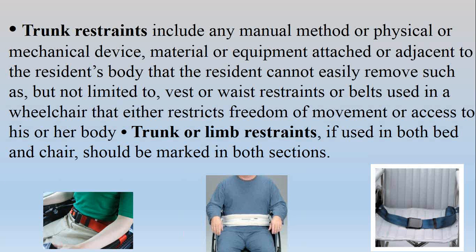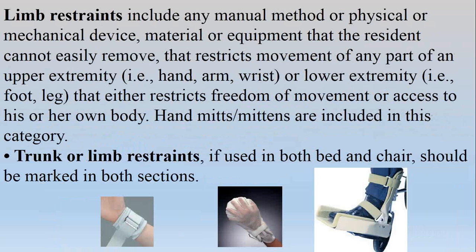So trunk restraints would include any manual method or physical or mechanical device, material, or equipment, obviously attached or adjacent to, just as in the definition, but not limited to a vest or a waist restraint, belts in a wheelchair that restrict freedom of movement or access to his or her body. And then a trunk or limb restraint, if those are used in both the bed and the chair, you have to mark them in both sections. So sometimes you have one patient and they have two restraints, hopefully not on at the same time.